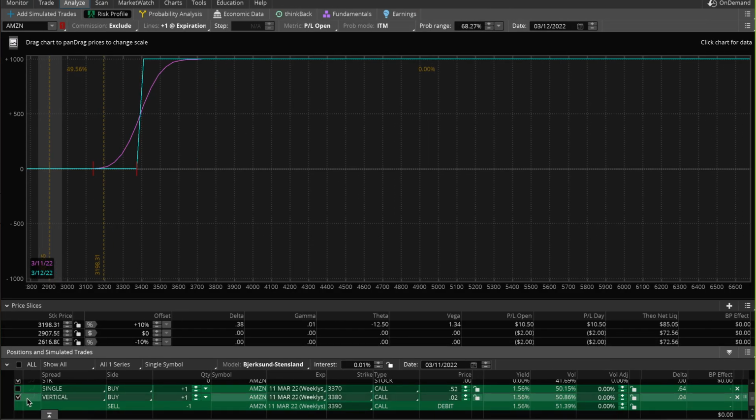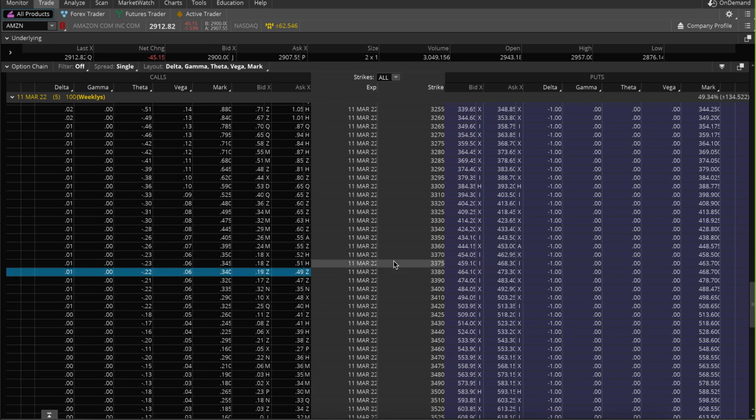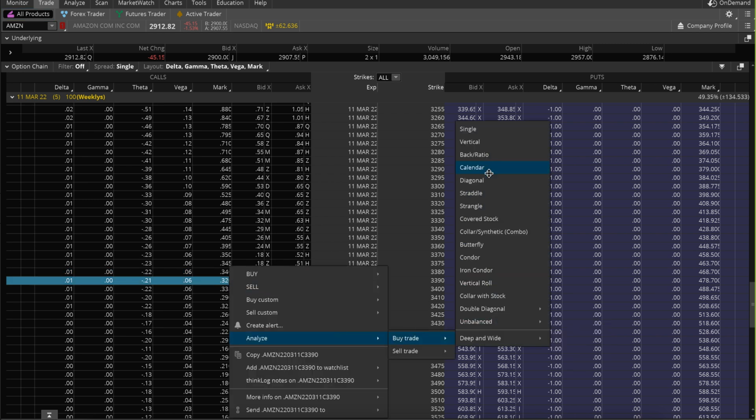I guess the best way to illustrate this would be to show the call that we would be selling as a part of this vertical call spread, and that would be the 3390. So let me show you guys that real quick before we wrap it up. So we got the 3390 when we were selling that. So we go Buy Trade.